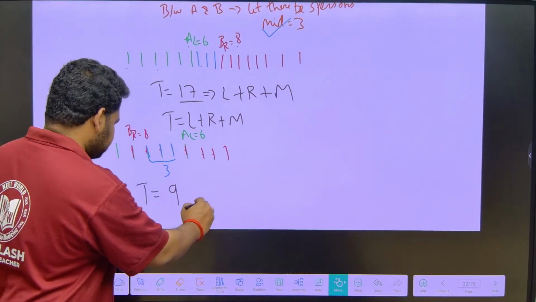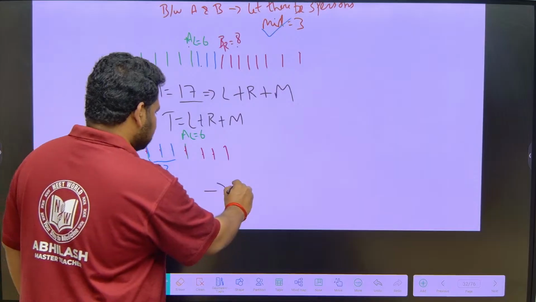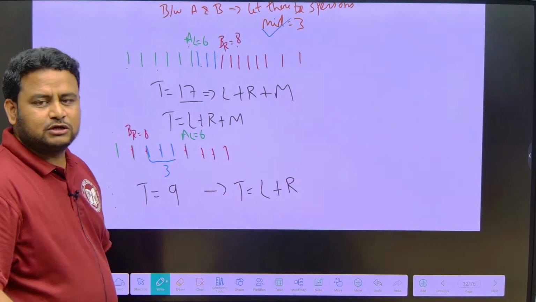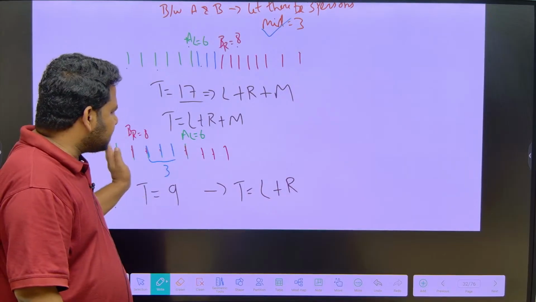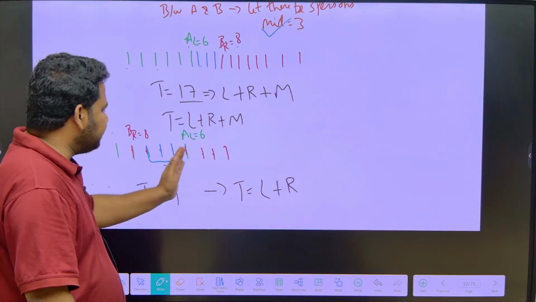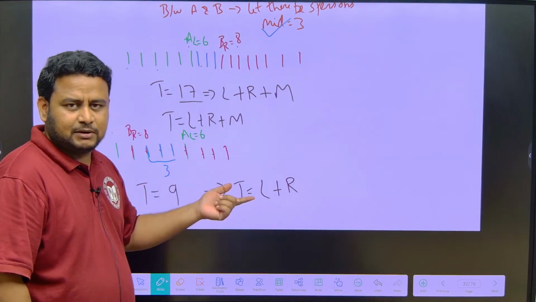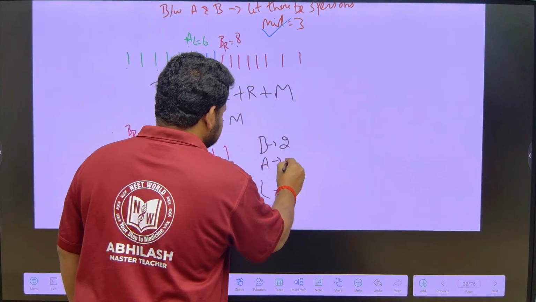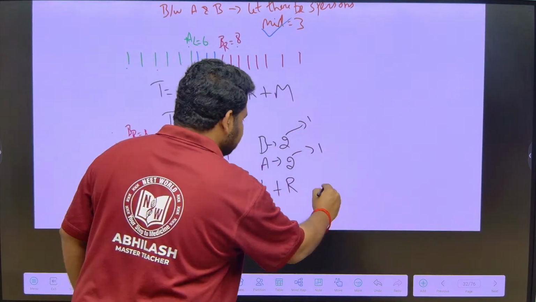So I will write it here. How we got it? If you focus, total is equal to L plus R here also. But one thing you must understand: A we are counting once, and while counting B, again we are counting A. Similarly B we are counting once, and while counting A, B we are counting again. So B is getting double counted, A is also getting double counted. So one of the A we have to remove and one of the B we have to remove. If you remove, it will become minus 2.